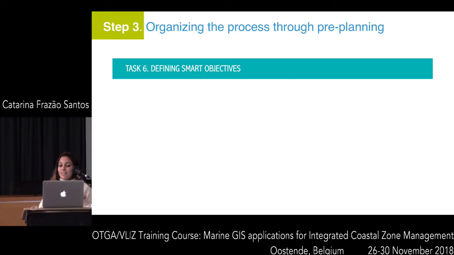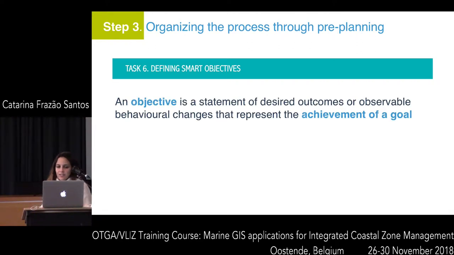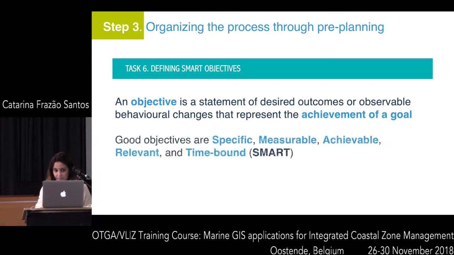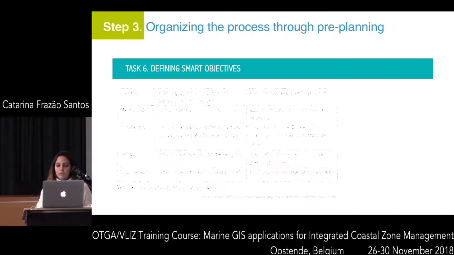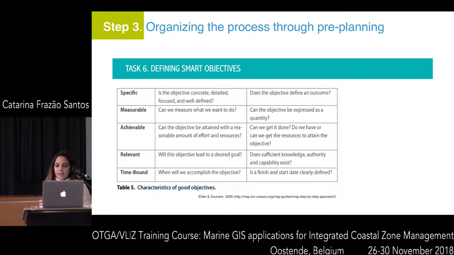And so, defining SMART objectives. What are SMART objectives? An objective is a statement of desired outcomes or observable behavioral changes that represent the achievement of a goal. And so, SMART objectives are the ones that are specific, measurable, achievable, relevant, and time-bound. These are considered to be good objectives. And this is how you can see if an objective is SMART or not.